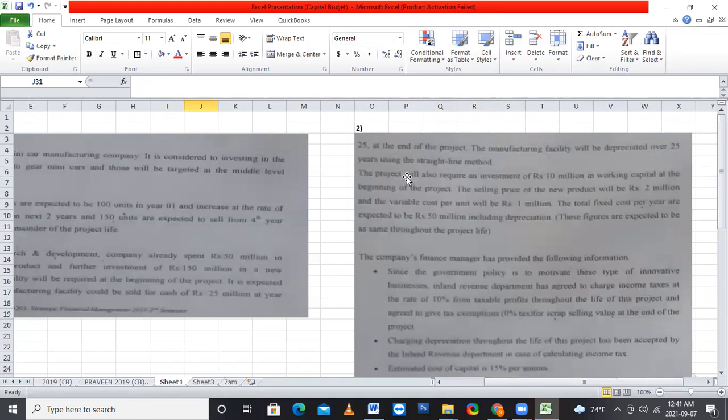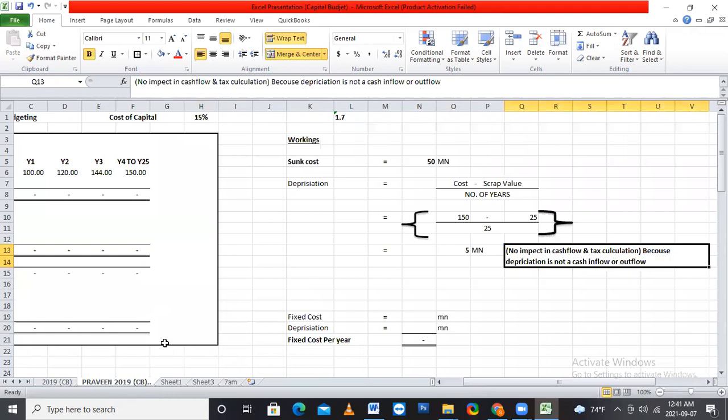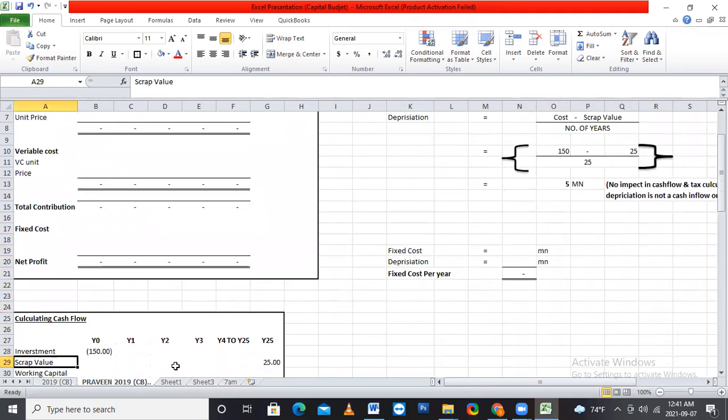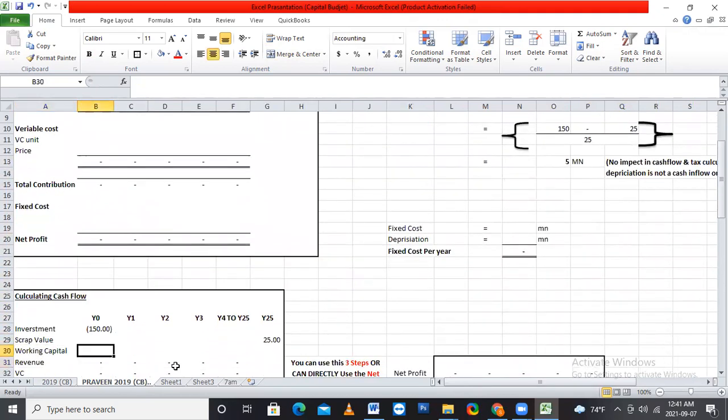What is the next point? The project will also require an investment of rupees 10 million in working capital at the beginning of the project. So at the beginning of the project, year 0, working capital is 10 million. When calculating cash flow, working capital in year 0 is 10 million. Don't forget that working capital is recovered in the last year. It means in the 25th year there is a cash inflow of 10 million.